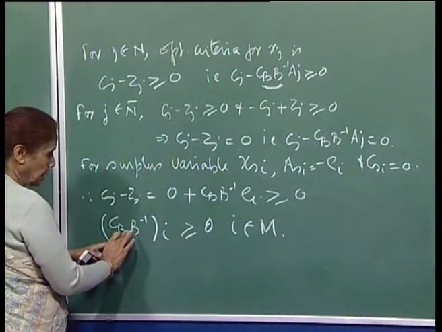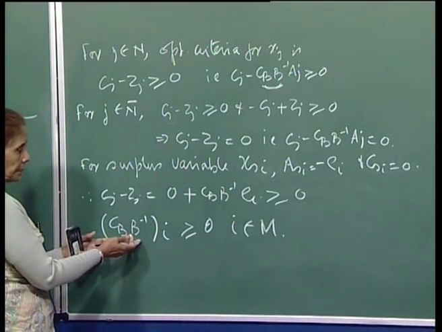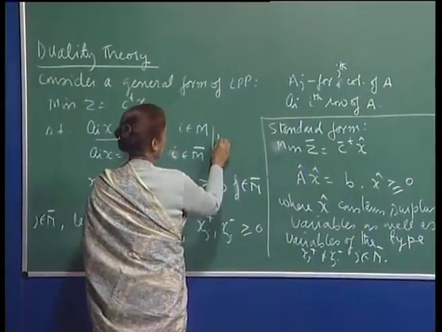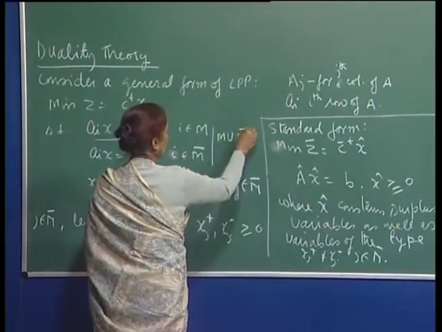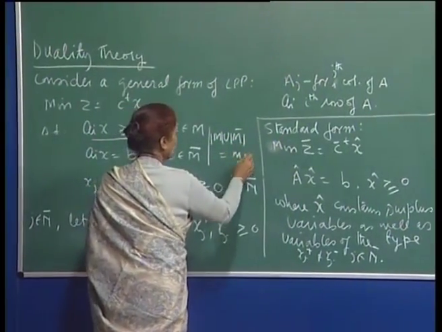The signs of the components of C_B B inverse. Remember, this is an m-dimensional vector, and of course, I should have said here that m union m bar, we want to call the cardinality is m. That of course assumption is there.